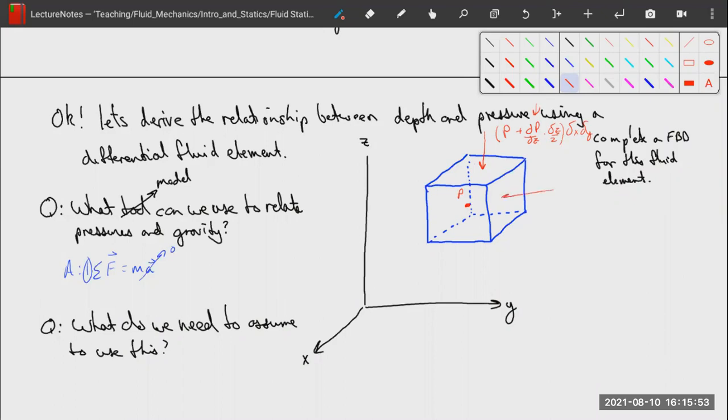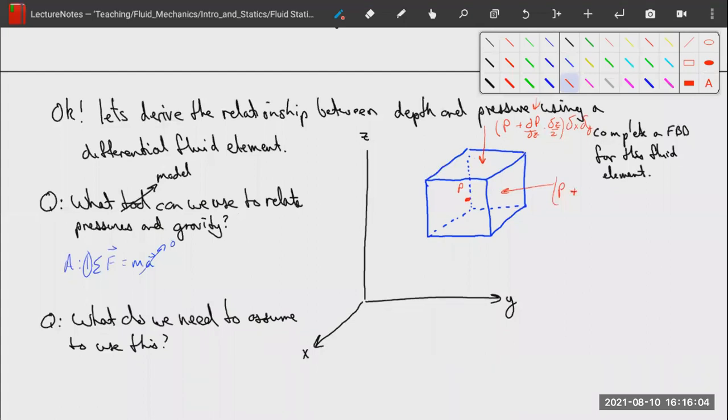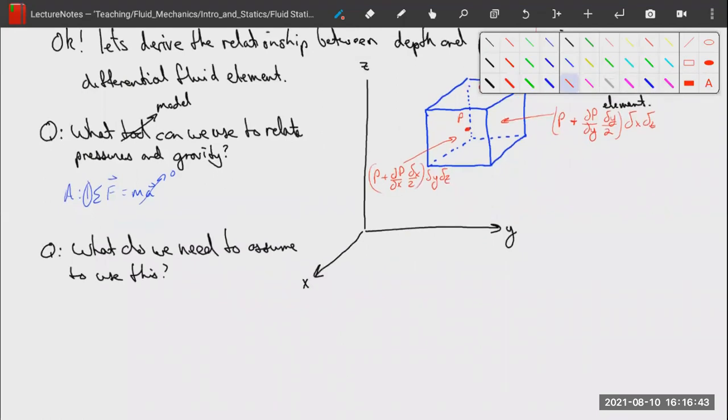Okay, so in the y direction, we have the pressure. Again, we're always going to start with the pressure because the pressure is the same for all directions in the middle due to rule number 1 of hydrostatics. We're going to take that pressure and we're going to add, because we're going in the positive direction, dp dy times delta y divided by 2. And then we do our area, which is delta x, delta z. And finally, in the x direction, we have pressure plus dp dx delta x over 2 times delta y delta z.